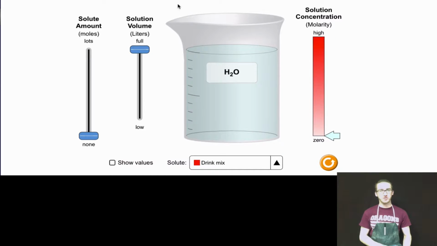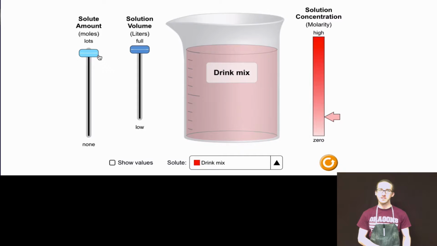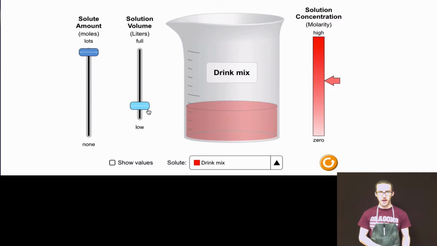Take a look at this thrilling animation from the fun folks over at PhET. We've got a beaker of pure water, my solvent, and I'm gonna add some drink mix to this beaker. The smaller amounts of solute in solution indicates a dilute solution. But the more and more solute that I add, the more and more concentrated we become. If I take out some of that water, notice we're gonna get even more concentrated for our drink mix.